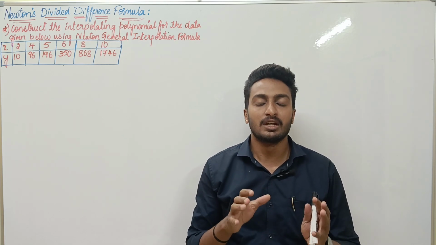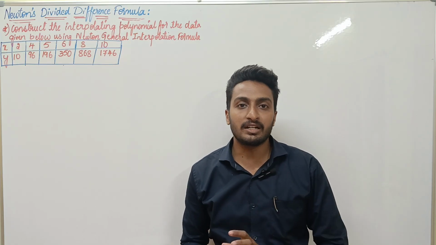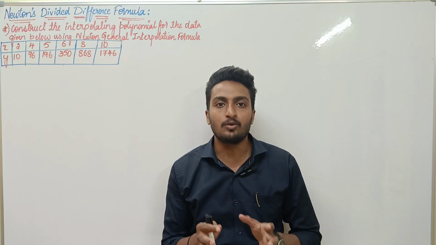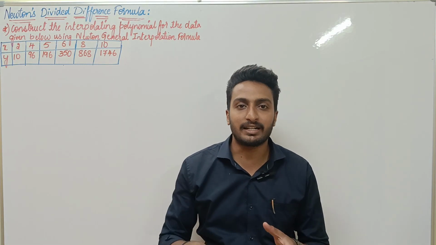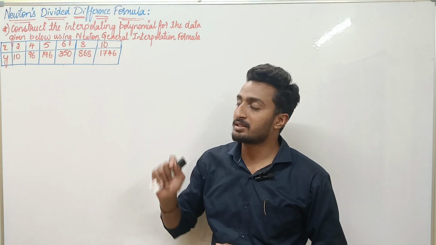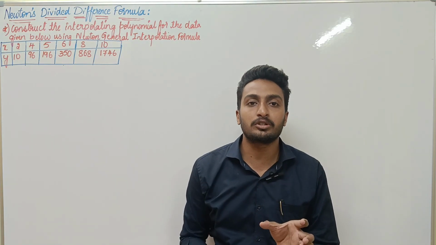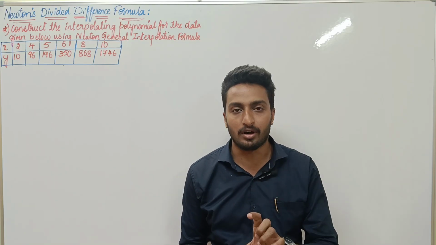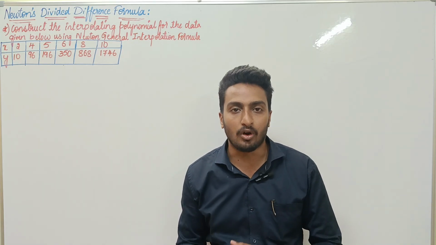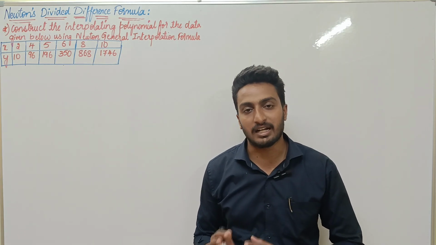When it comes to the divided difference, there will be unequal interval. Each and every problem cannot have equal interval. Some problems will have unequal interval, and at that time we are going to solve the problem by using Newton's divided difference condition. Got the point? When the intervals are the same, we use Newton's backward or forward. When the intervals are unequal, we solve the problem using Newton's divided difference condition. This is the standard condition.